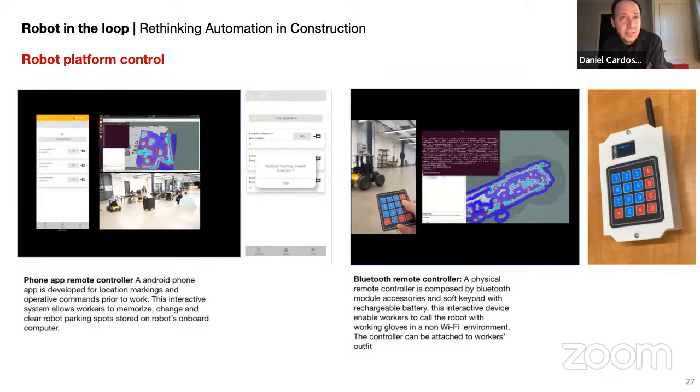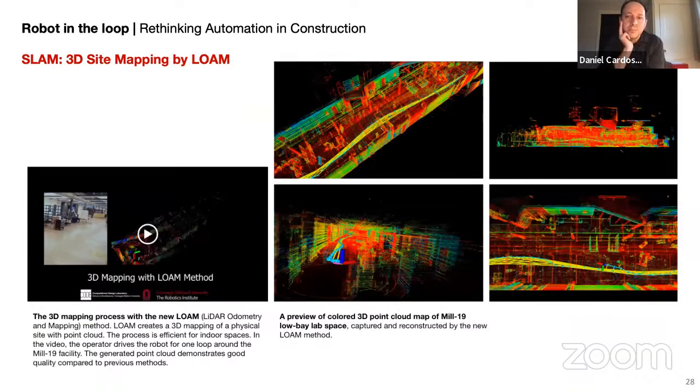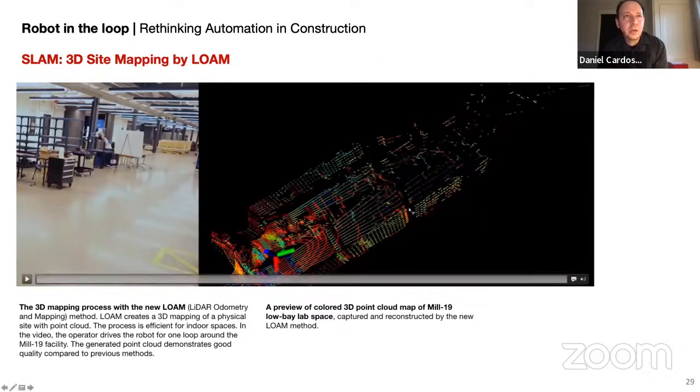All elements of the project comprise the interfaces, phone apps, and also a soft keypad for workers to be able to command the robot without having to take off their gloves and so on. And here you can see a little snapshot of the different technical elements of the project.